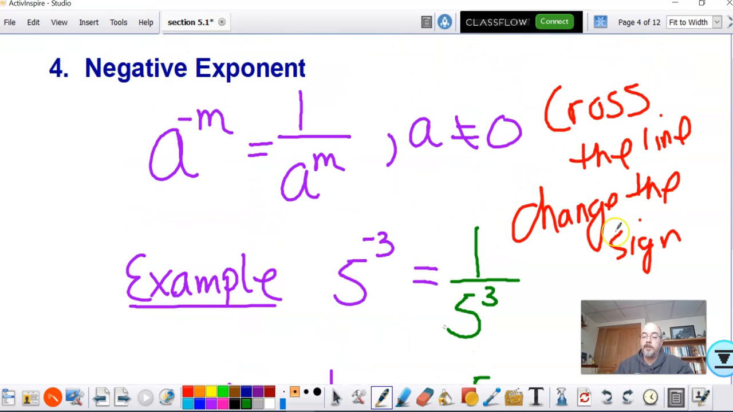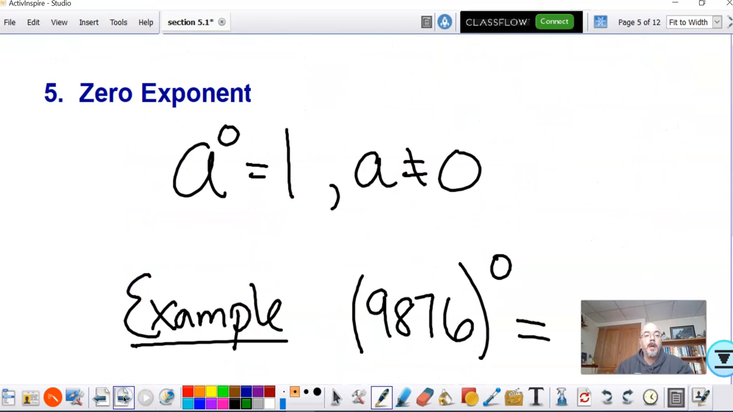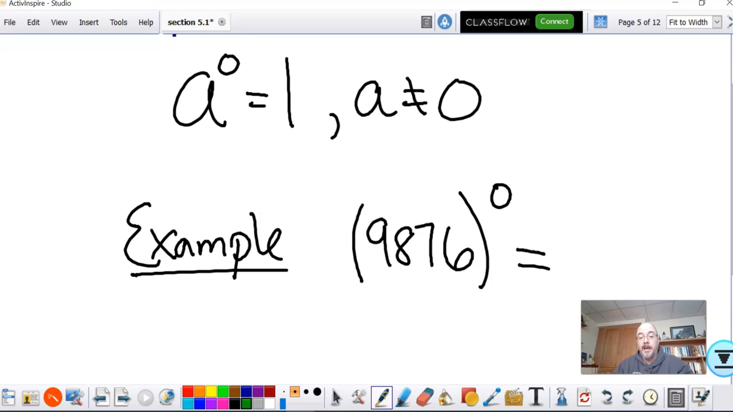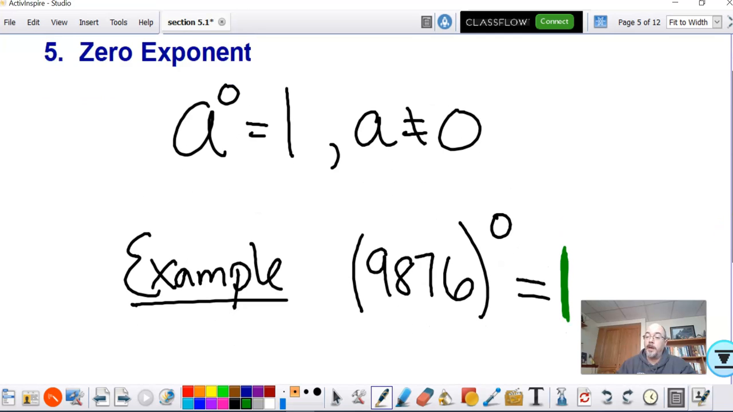All right, pretty straightforward, folks. Let's keep going. Number 5, okay, this one, you should remember this one. You probably learned this one back in grade school. Anything to the 0 power, folks, is 1, not 0. Anything to the 0 power is 1. Doesn't matter. If it's to the 0 power, it's 1. All right, again, that one is the 0 exponent.